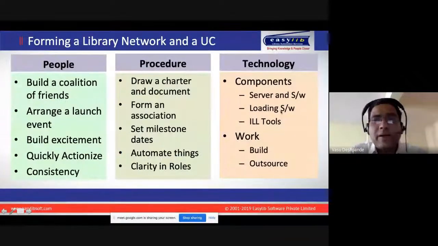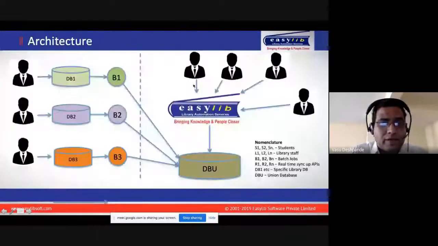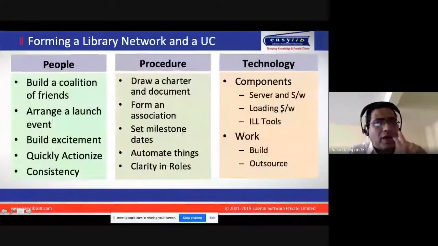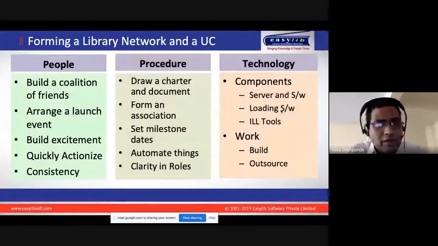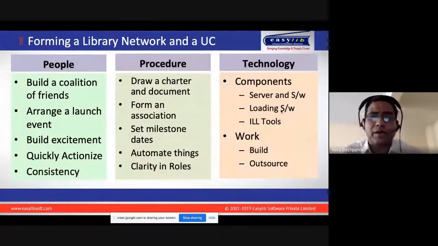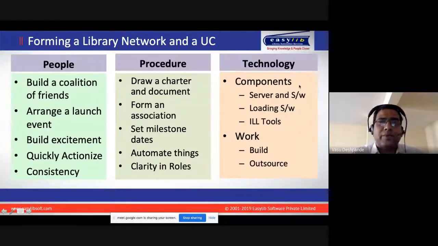Third one is loading software. Whatever library automation software you are using over here, from there, the data needs to come to the union catalog. So each of those software needs to have some component which will help you get the data from there to here. Next, after forming a union catalog, what are you going to do? Interlibrary loan, right? Because college 1, college 2 students access the data, request a book, and then you need to be able to give the data. So you need the interlibrary loan tools. So these are the 3 components.